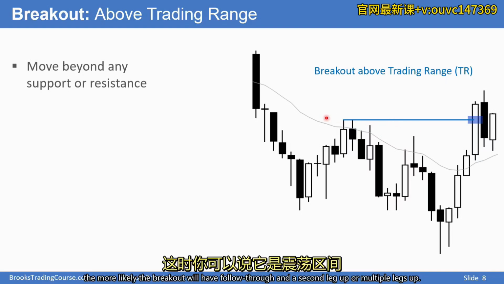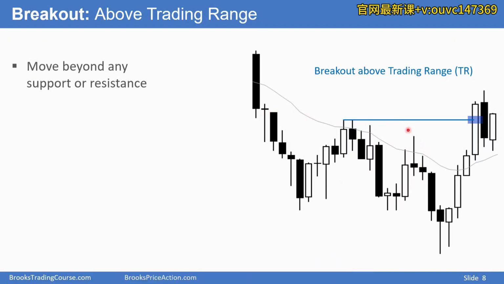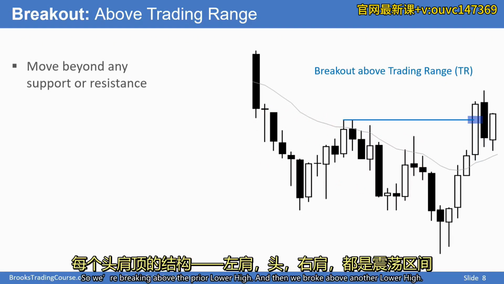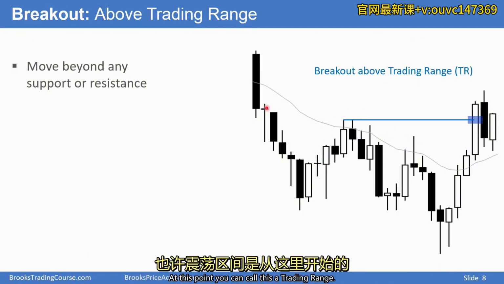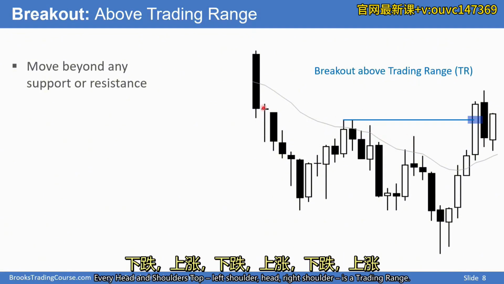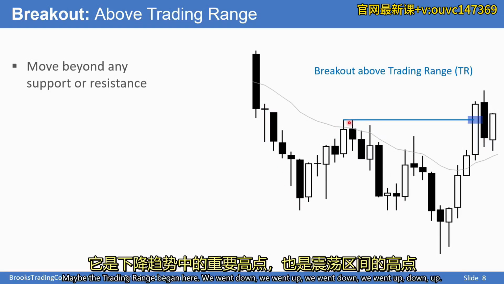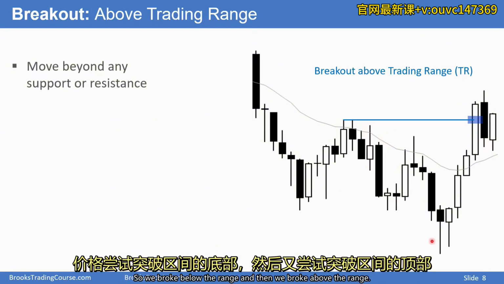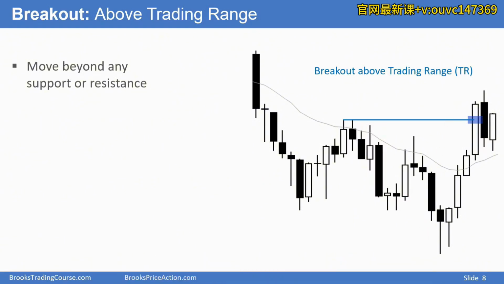At this point, you can call this a trading range. Every head and shoulders top, left shoulder, head, right shoulder, is a trading range. Maybe the trading range began here. We went down, we went up, we went down, we went up, down and up. It's a lower high, but it's also a trading range. So we broke below the range, and then we broke above the range.